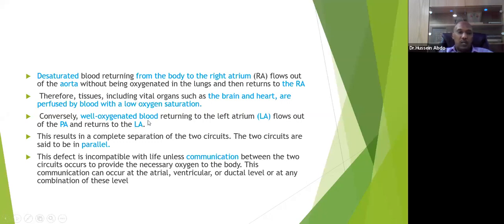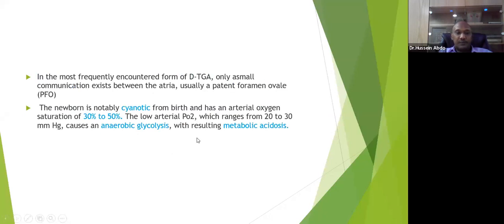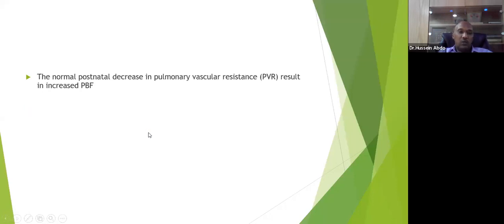While the well oxygenated blood will go to the lung, come back to the left atrium, and then to the pulmonary artery again. So there are two parallel circulations. And as we mentioned, in this patient we need to have a communication. This patient has severe cyanosis at birth, to the extent that sometimes saturation might reach down to 30 to 50%. They have severe metabolic acidosis due to anaerobic glycolysis. So we need to start them on prostaglandin as early as we can.